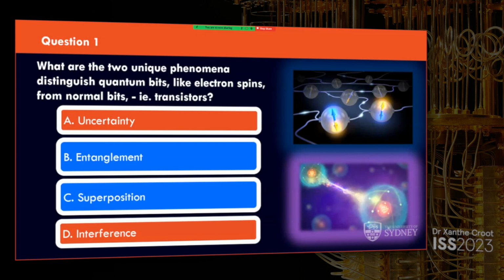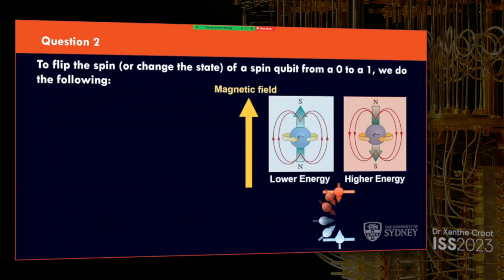All right, so superposition and entanglement. These are all quantum phenomena, but these are the two that are really important for building quantum computers. Okay, now let's get into how we make spin qubits and how we control them.